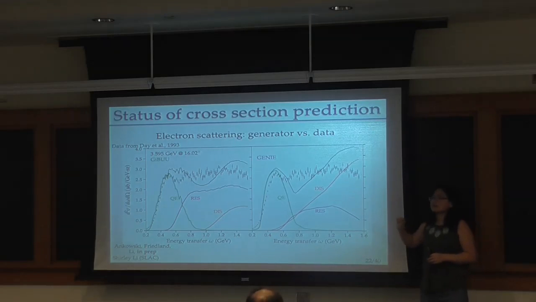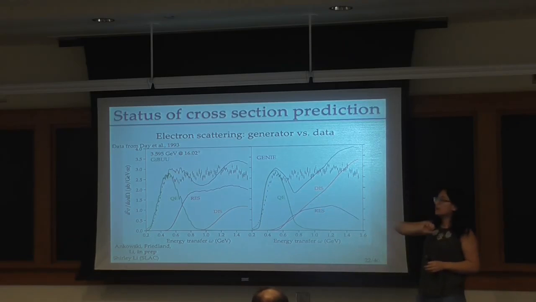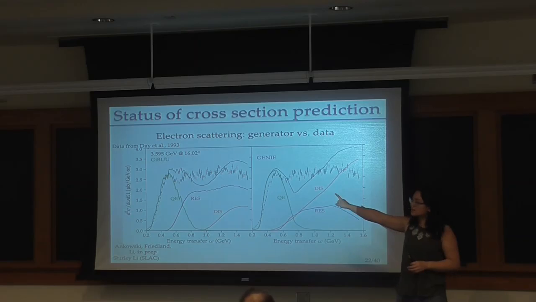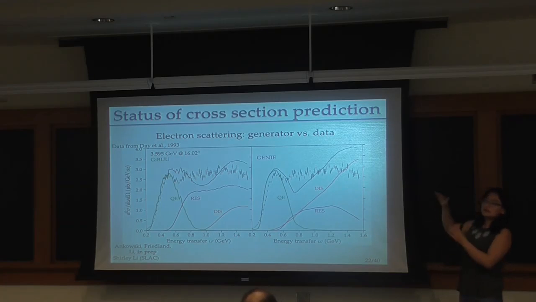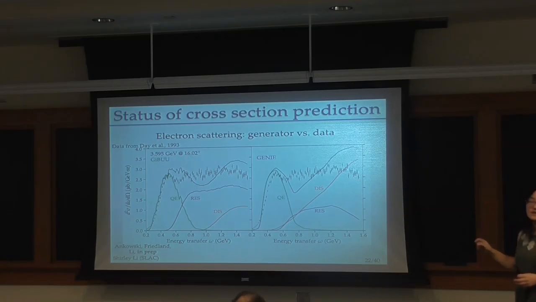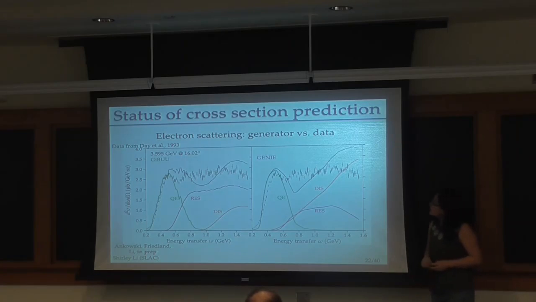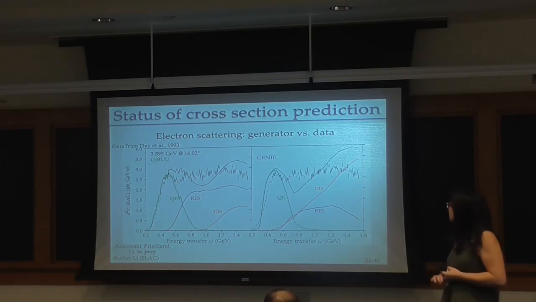So here I show data compared to generator prediction. These are 4 GeV electron beams scattered off at a 16-degree scattering angle, and this is only an inclusive measurement. The data with the error bars should be compared to the black curve. The colored lines indicate which channel, according to the generator, contributes to the total cross-section. So here we see big problems. First, the agreement is really not great. This is at the 20, 30%, up to 50% level.